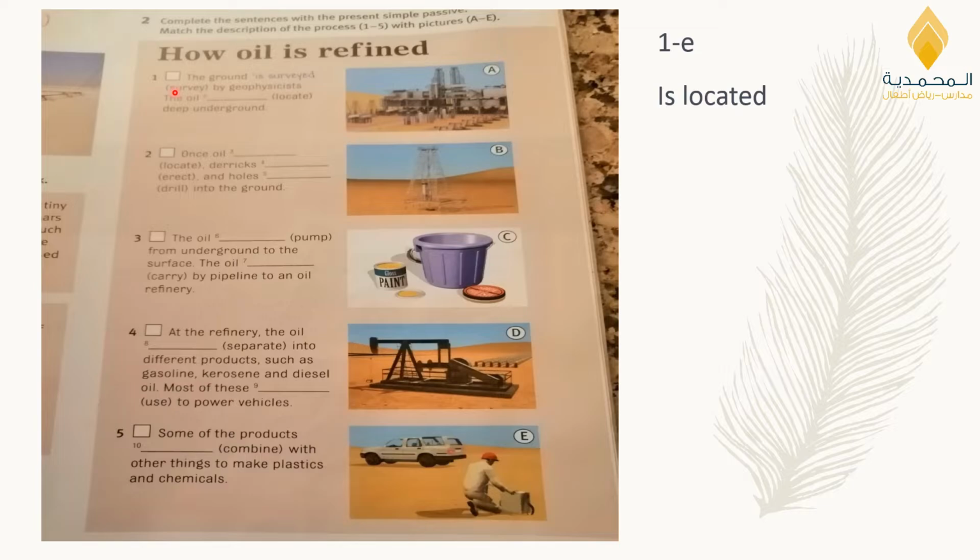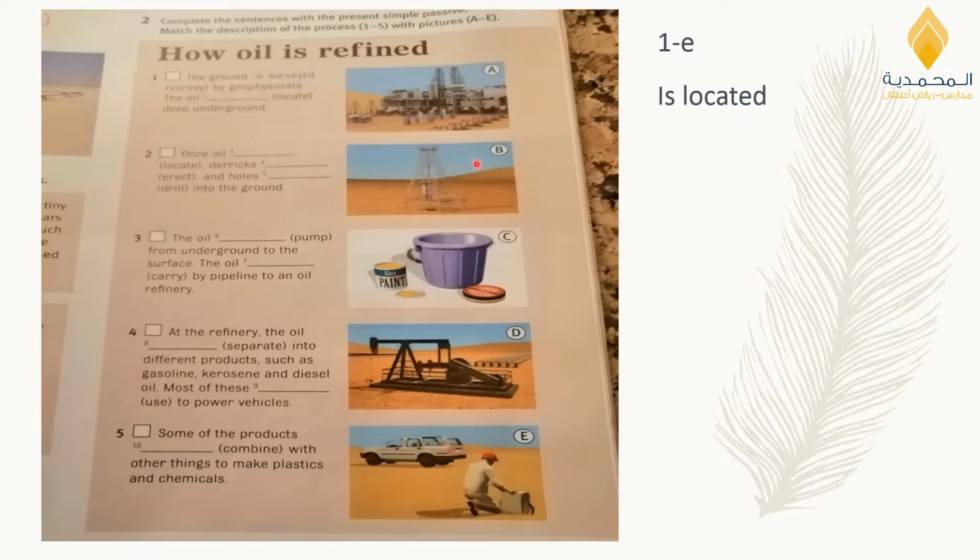This is the first sentence. Is located. Number 2. Once oil dash located. What's the correct answer? Yes, is located.